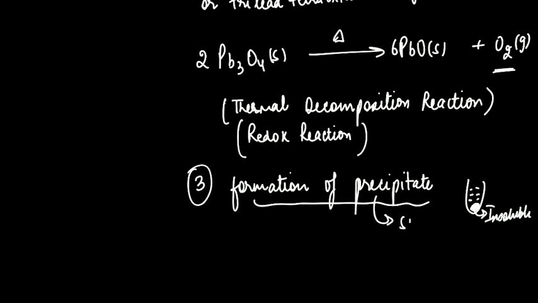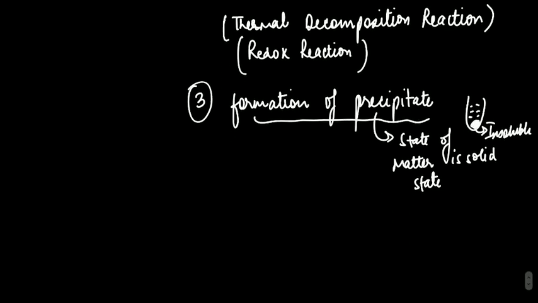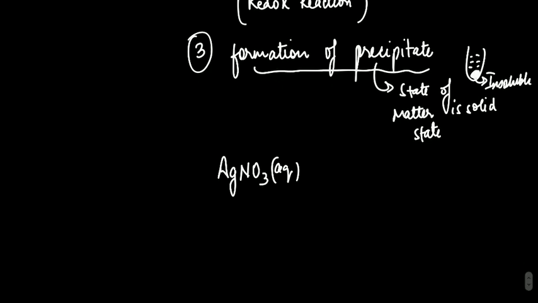And the state of matter for a precipitate is solid state. So let's take an example. We have silver nitrate, AgNO3. We are going to use the term aqueous. Aqueous meaning anything dissolved in water. Aqueous, any chemical substance?